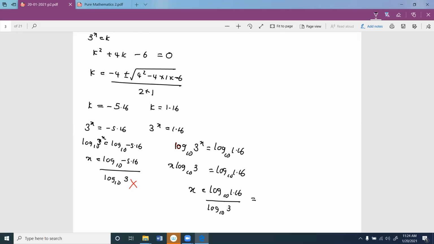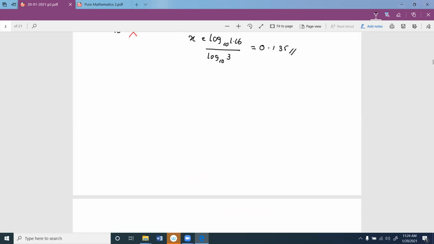So if you get log 1.16 divided by log 3, you get the answer 0.135 for that. That's a way of getting this answer. Right? Okay, that's how we do it.